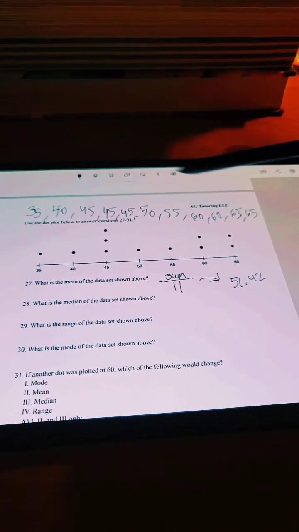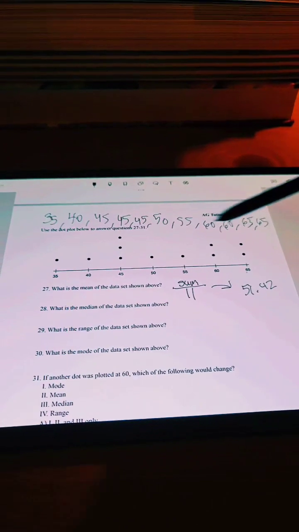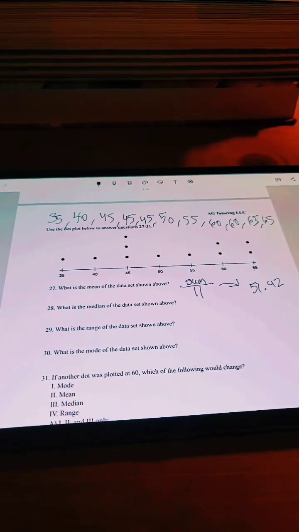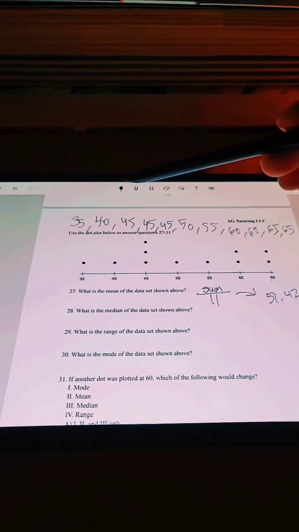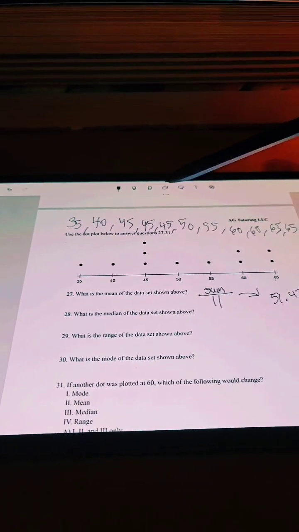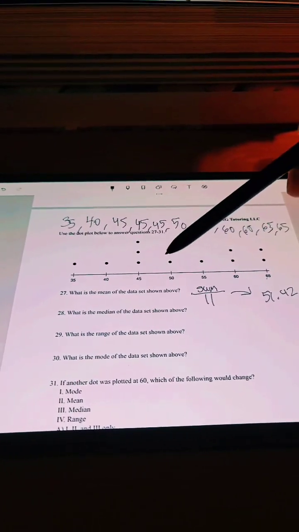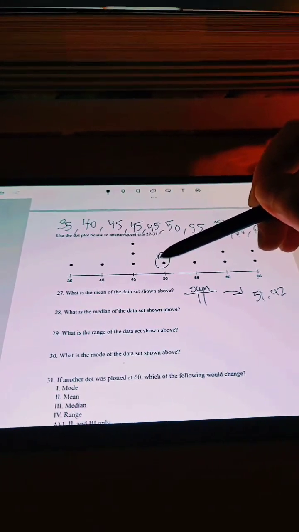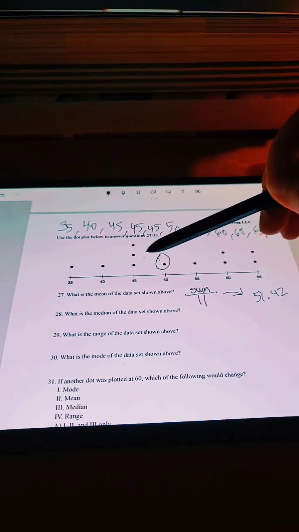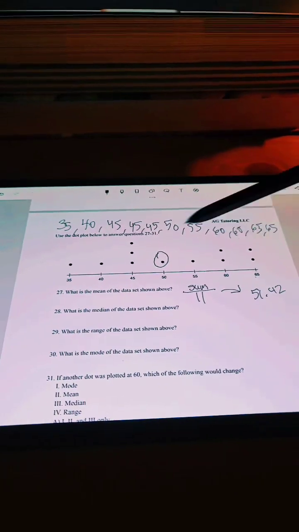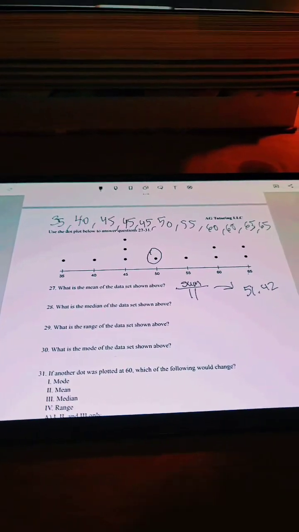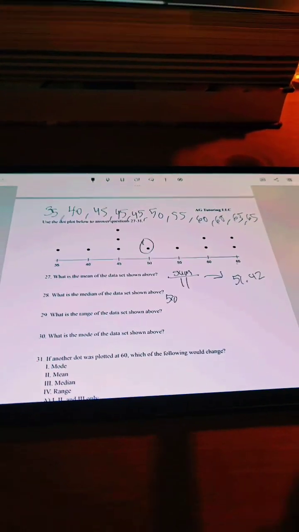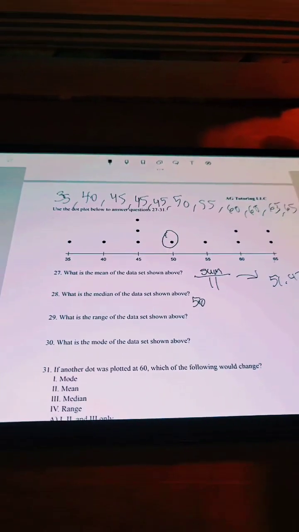And then for number 28, what's the median of the data set? The median is just the middle value when you line them up in order, which I've already done. But if you hadn't, you would have to visualize it in order. You're trying to find the middle value. It's also easy to see just by looking at the dots, because if I circle this one, there's going to be 5 on this side and 5 on this side, so this one's in the middle. So that's the median, 50. But you can do it the list way if you prefer. It's just going to take you longer.